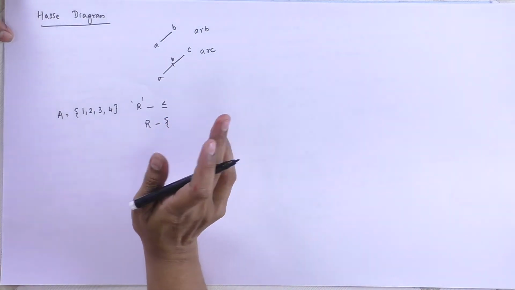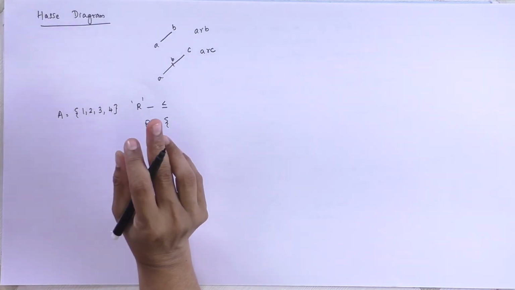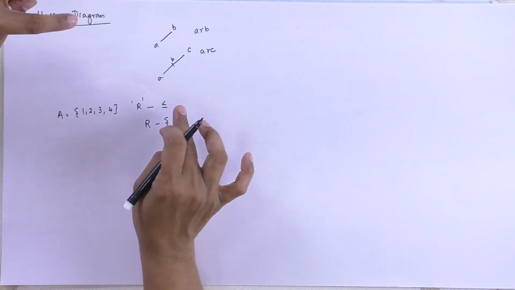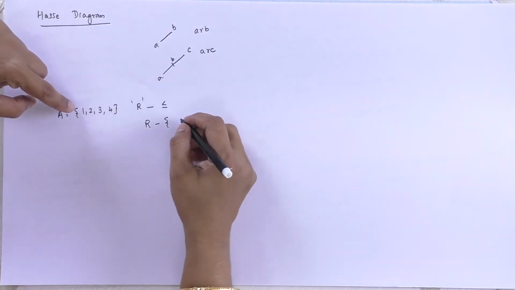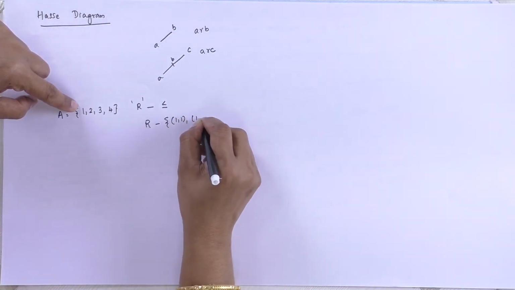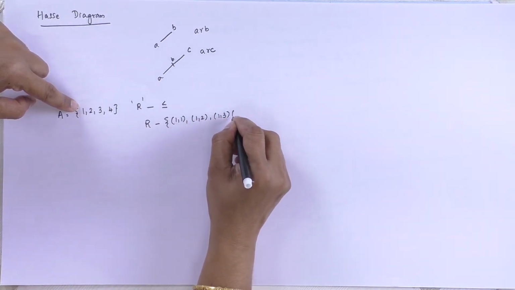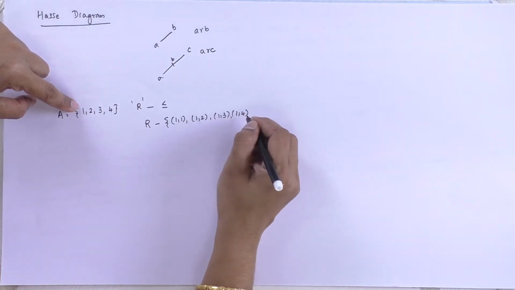So relation, already I have defined it. It is nothing else but an ordered pair. The first member of the ordered pair should be less than or equal to the second member of the ordered pair. So now likewise I can have (1,1), (1,2), first element is less than, (1,3), (1,4), right?